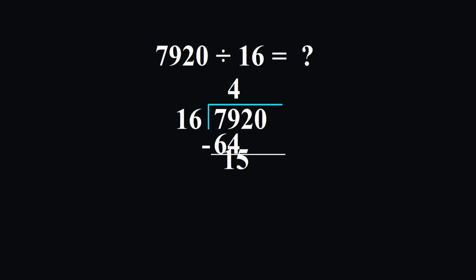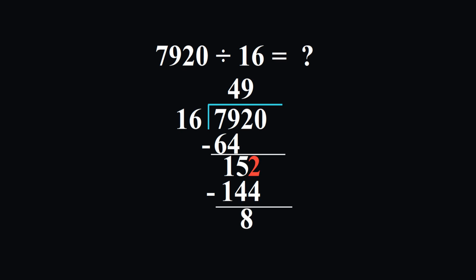Now we bring down the next digit 2, and this makes our new number 152. How many 16 are in 152? The answer is 9. Now multiply 9 by 16, which gives us 144. Draw a line and subtract 152 minus 144, which leaves us with 8.